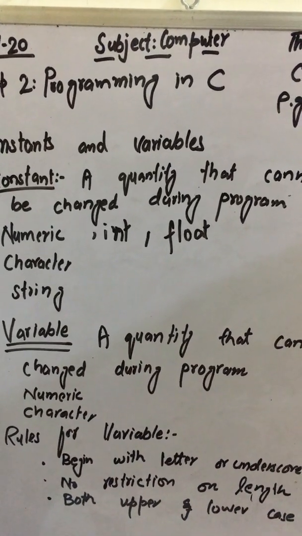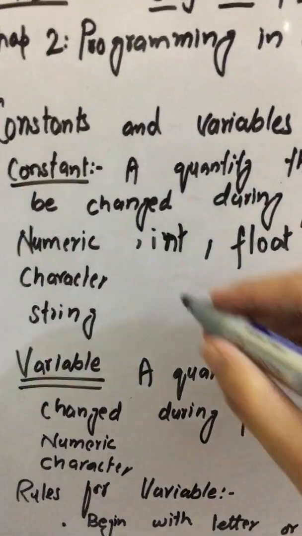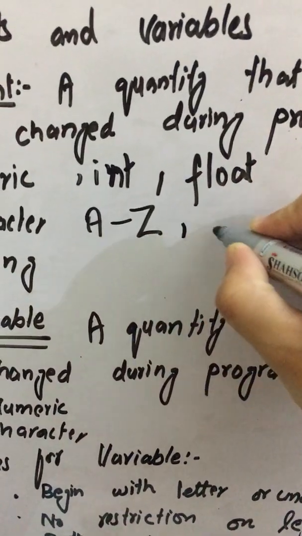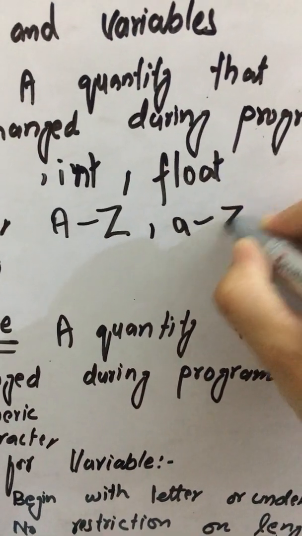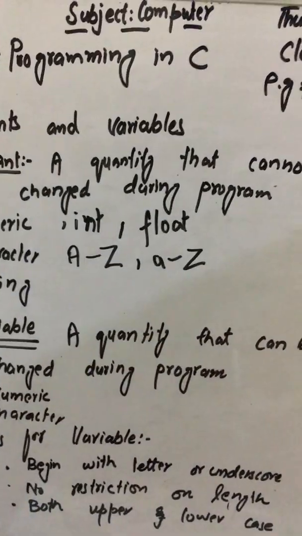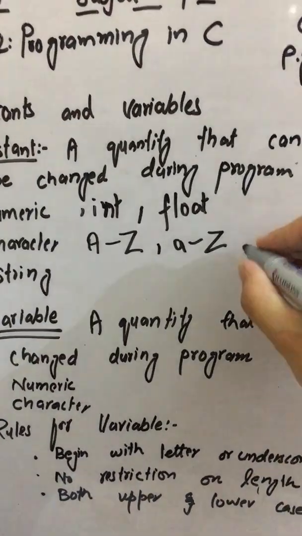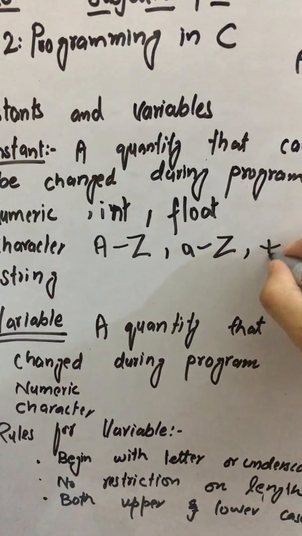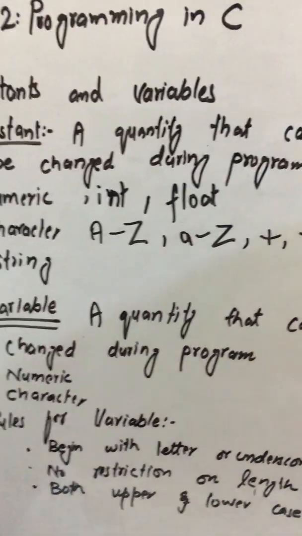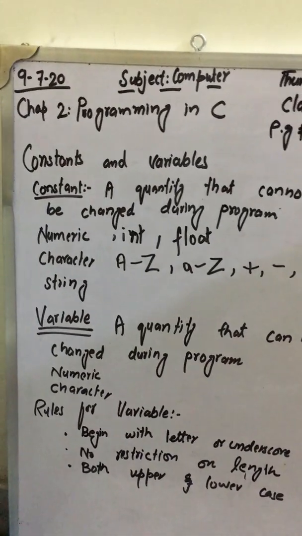Then we have character. In character, you can use alphabets from capital A to capital Z, then small a to small z. Then you can use some special characters as well. Your special characters include all the characters present on the keyboard. For example, the sign of plus, minus, period, semicolon, any character that is available on your keyboard, all the special characters.